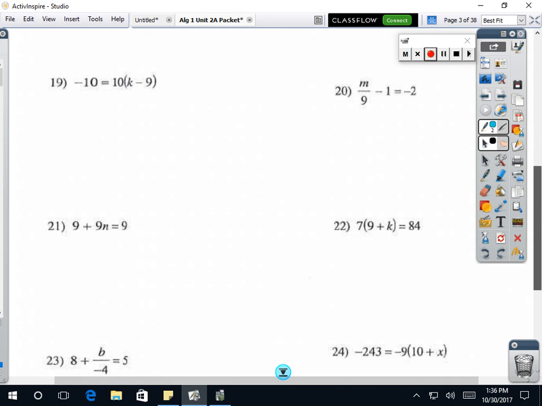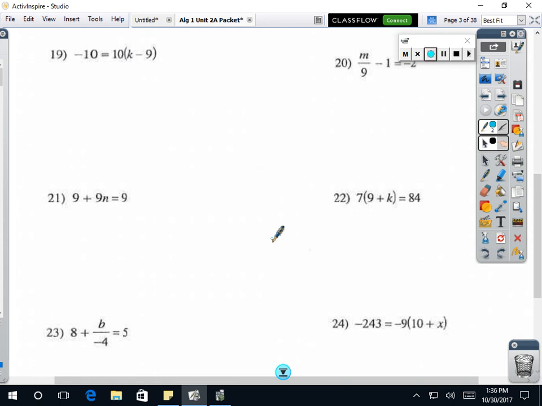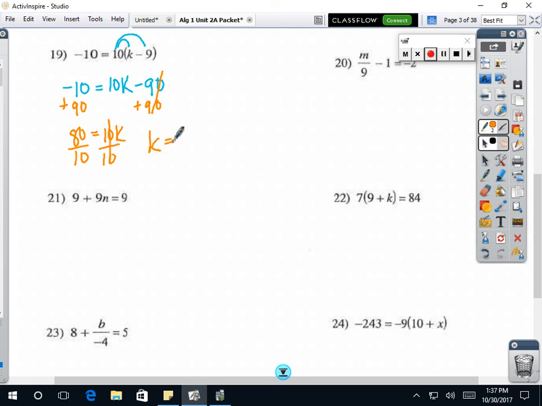All right, number 19. Any ideas what we could do first? Okay, so distribute's fine. 10 times k is 10k. 10 times negative 9 is? Yeah, you're right. And now on this side, I just bring down the negative 10. Now what do I do? Add 90. And so negative 10 plus 90 is 80. Now what do I do? Divide by 10. And 80 divided by 10 is 8.